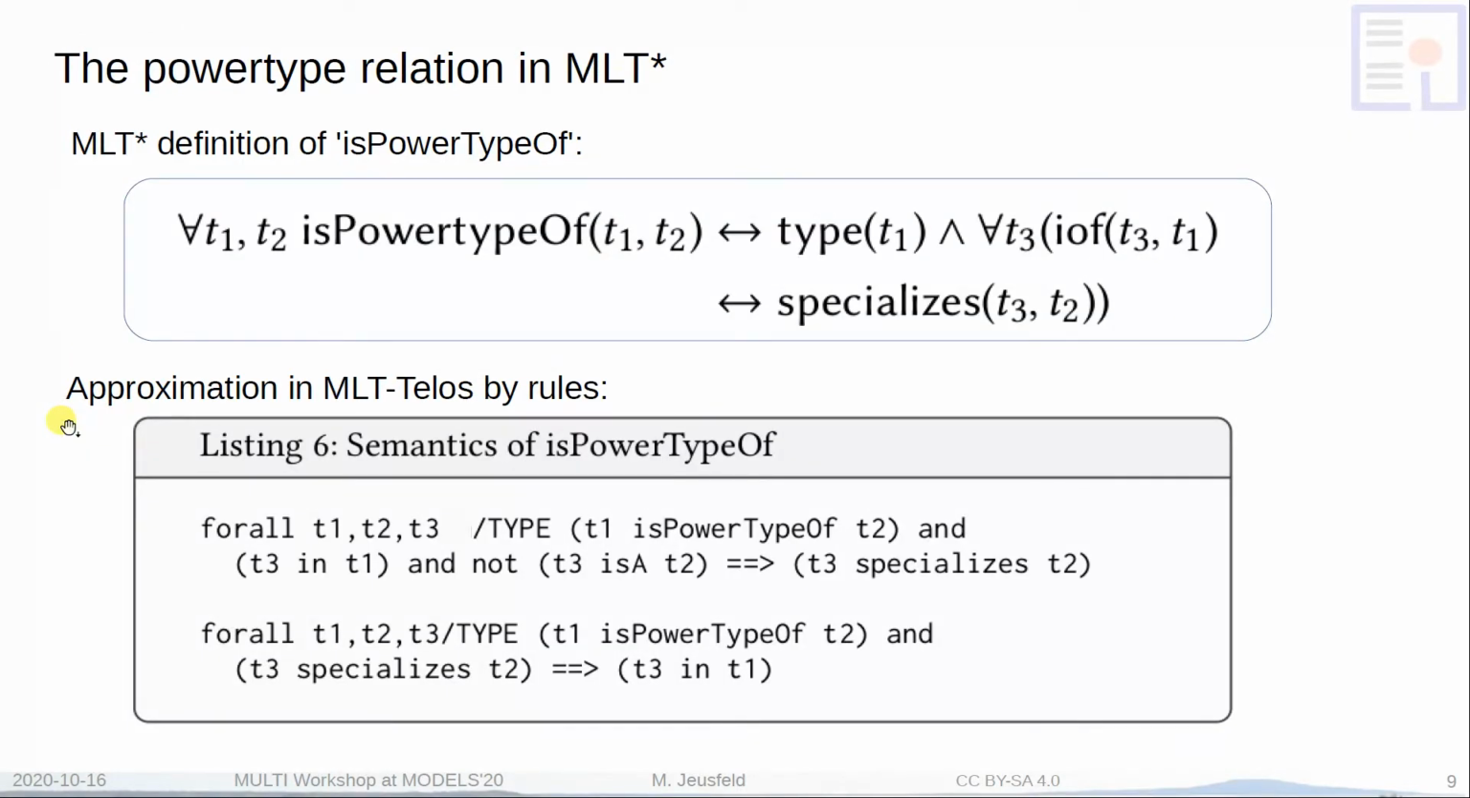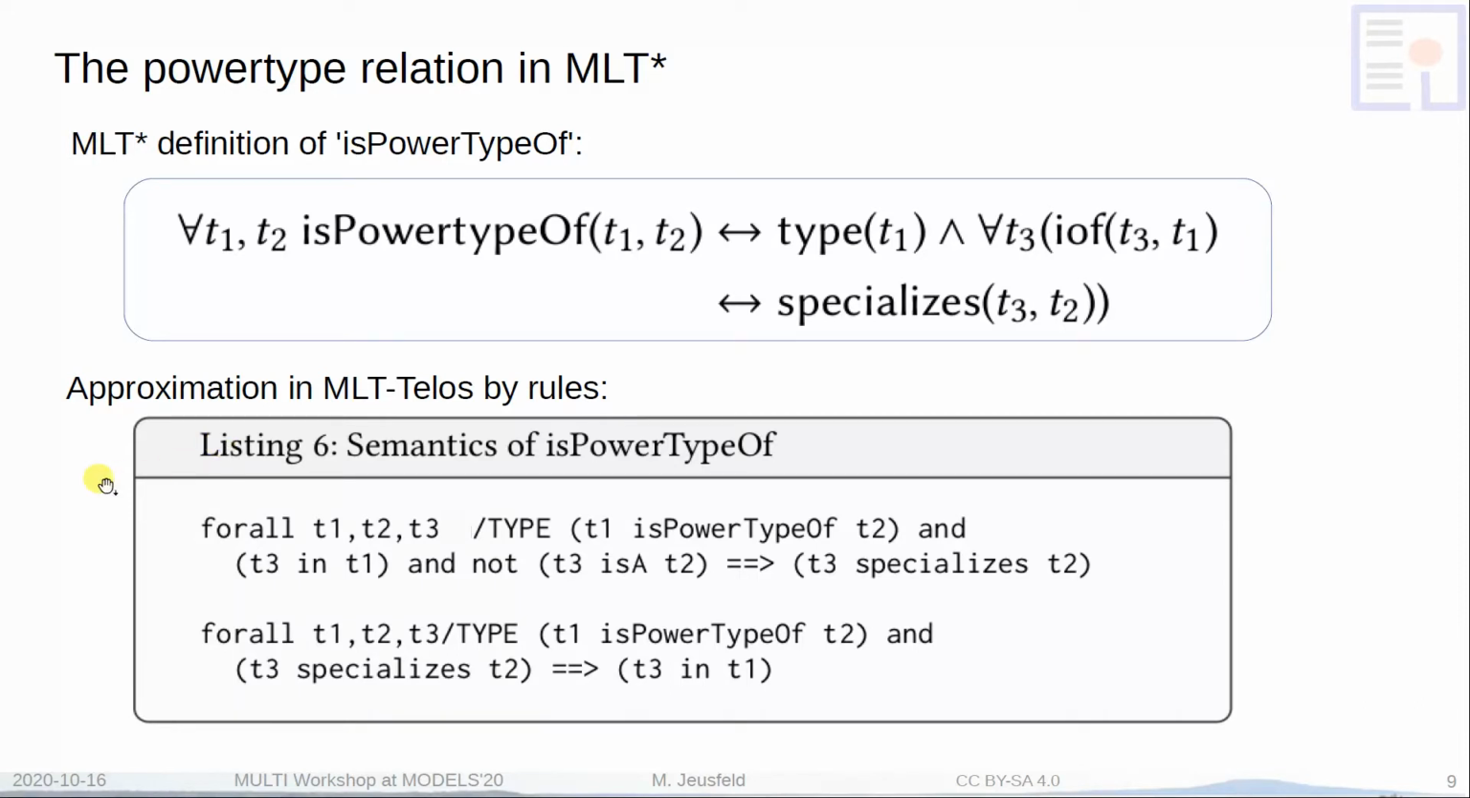Now this is the central axiom for the power type relation in MLT star. It is defined by an equivalence here. So T1 is a power type of T2 if and only if T1 is a type, and then for all other objects T3, if T3 is an instance of the type T1, the power type, then T3 must be a specialization of T2 and vice versa. So if this subformula here is true and this condition, then this also has to be true. So this can be read in both directions.